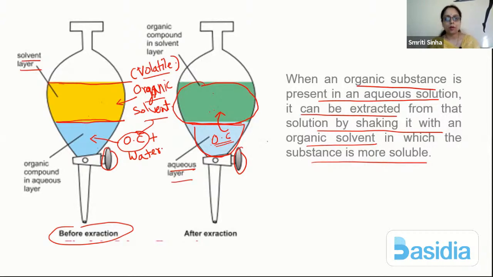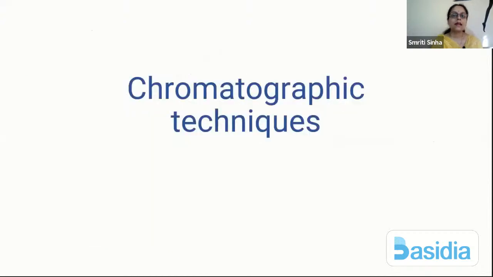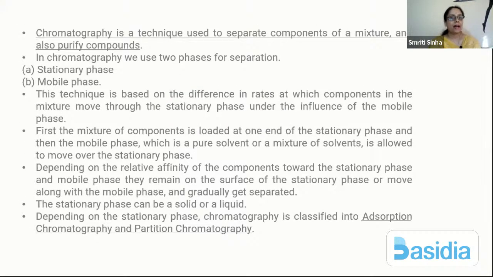You want to remove it from water, and this technique is used by which method? By dissolving that organic compound in a suitable organic solvent, in which the organic compound is more soluble than in water. The next method is chromatographic techniques. So many of you must have heard about this technique, right? Chromatographic technique is actually a technique which is used to separate components from a mixture and also purify them.